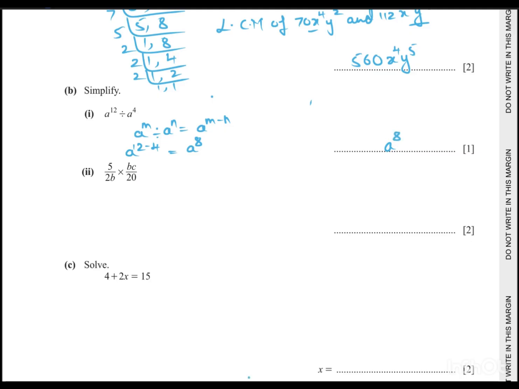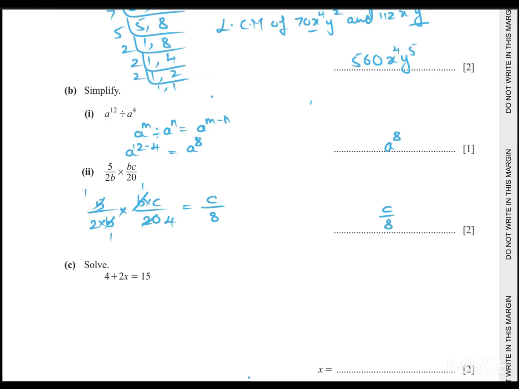Question number 2, 5 by 2b into bc by 20. The numerator and denominator you can cancel out. Let me write it again and do it. So 5 by 2b into bc by 20. 5 times 1, 5 times 4, b times 1, b times 1 is gone, cancelled out. So in the numerator you have only c, and in the denominator you have 2 into 4, that is 8. So c by 8 is the answer here.